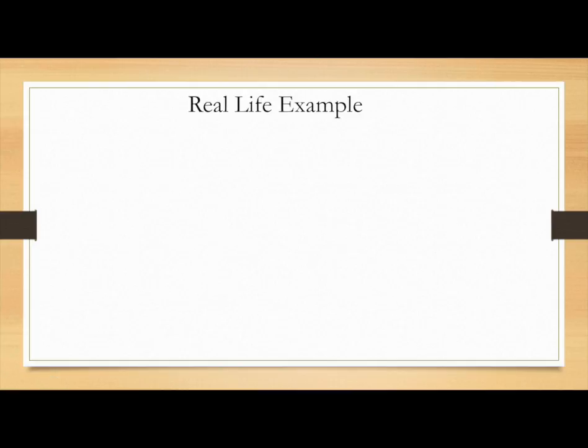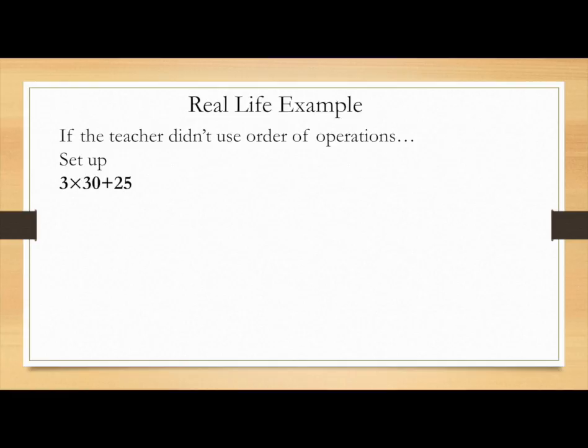So the teacher used order of operations to figure it out. Here's what would happen if the teacher didn't use order of operations. You'd set it up similar. You'd want to combine the two classes by adding them, and they would know they would need to multiply by 3. However, they didn't multiply this whole thing by 3. So they would first multiply 3 times 30 and get 90. Then they'd add 90 and 25 and get 115.